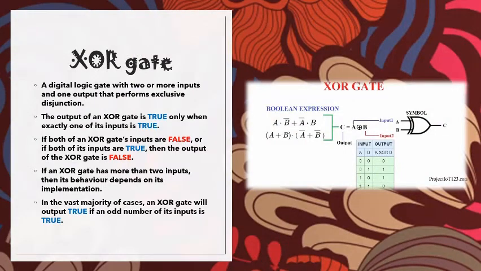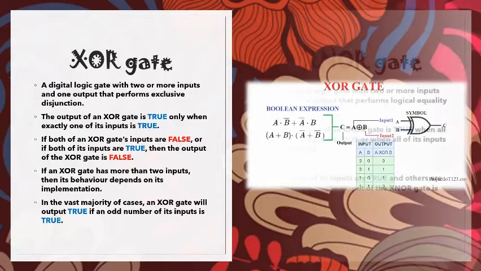Furthermore, the XOR gate. A digital logic gate with two or more inputs and one output that performs exclusive disjunction. The output of an XOR gate is true only when exactly one of its inputs is true. If both of an XOR gate's inputs are false, or if both of its inputs are true, then the output of the XOR gate is false. If an XOR gate has more than two inputs, then its behavior depends on its implementation. In the vast majority of cases, an XOR gate will output true if an odd number of its inputs are true.